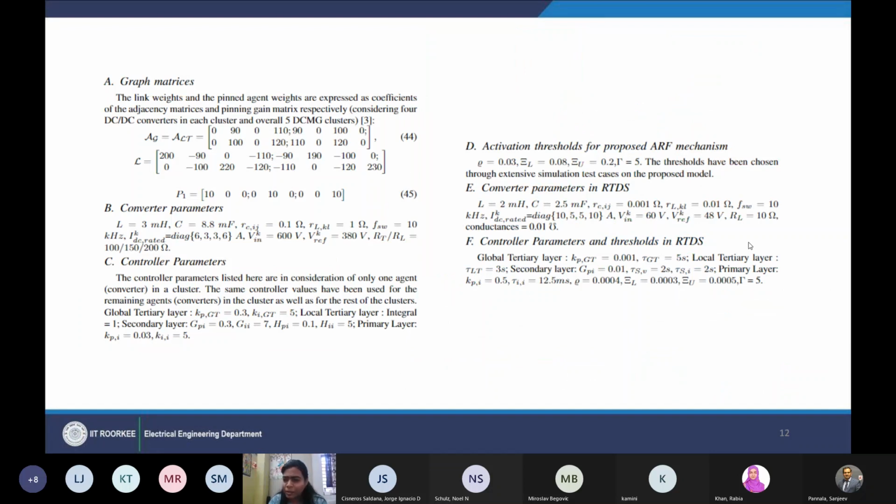These are the control parameters and thresholds that we have defined for our work. We can move ahead.